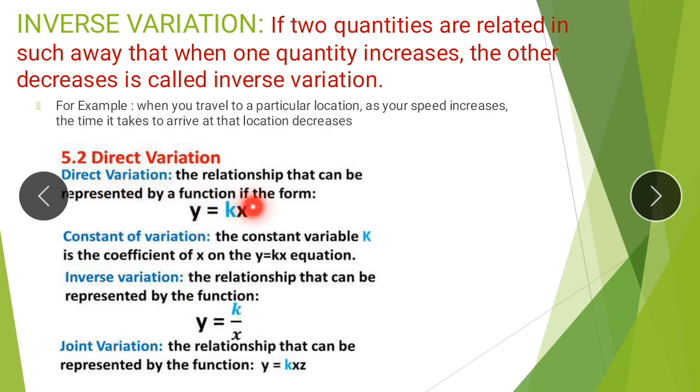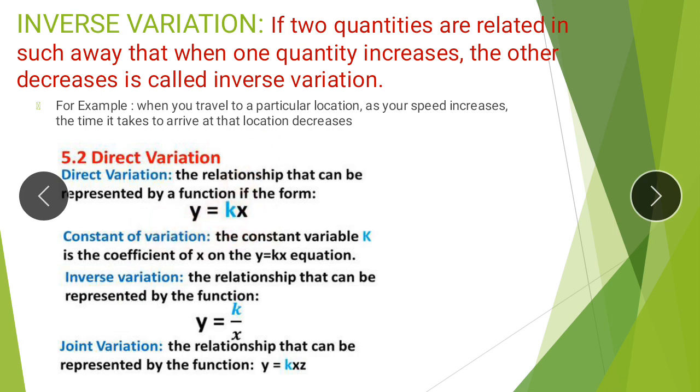In direct variation, we can express the relationship between two quantities in this form: y is equal to kx, where k is the constant of variation. It will show the relation between these two quantities.